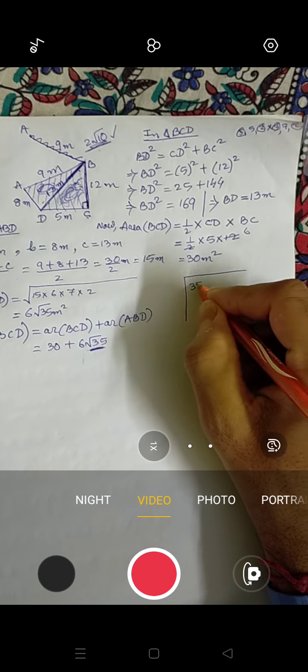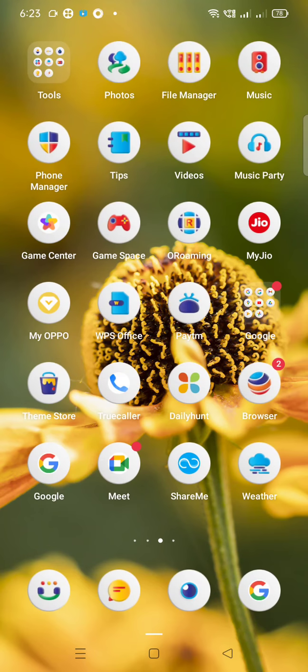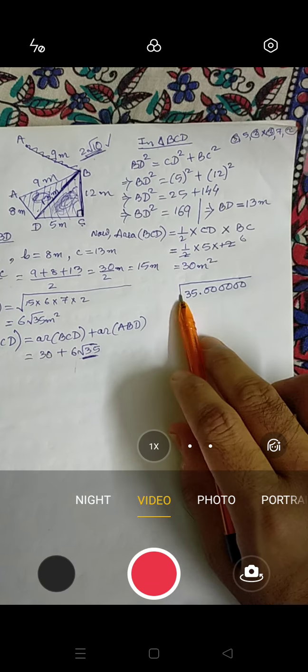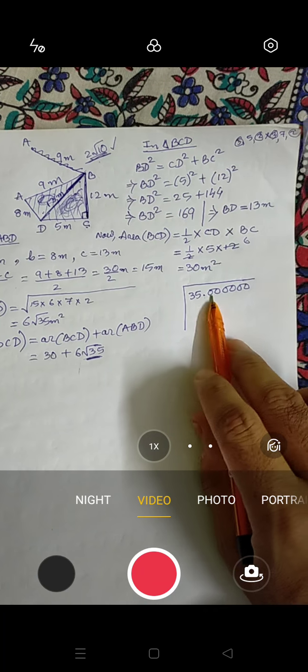So this is 35. And we will always find up to 3 decimal places. So after the decimal, after 35, this is a square root. So how to find the square root? By long division method. We take 2 zeros. Do you remember this one? If you don't know, just remember two things: before the decimal you should take two digits, and after the decimal also you should take two digits.